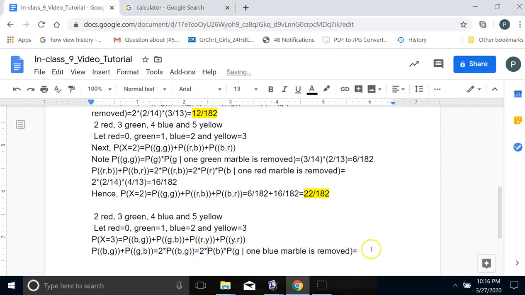2 times, so this will equal then 2 times, so blue, we have 4 blues, so it'll be 4 out of 14. And then times probability of green given one blue removed. So green is 3 out of 13. Okay, so it'll be 24 out of 182. So I'm going to have to leave it here and continue this in the next video.